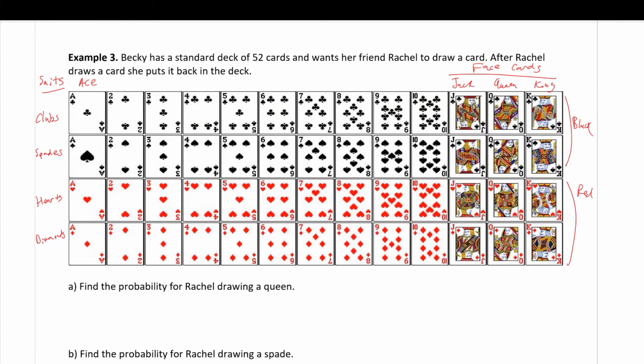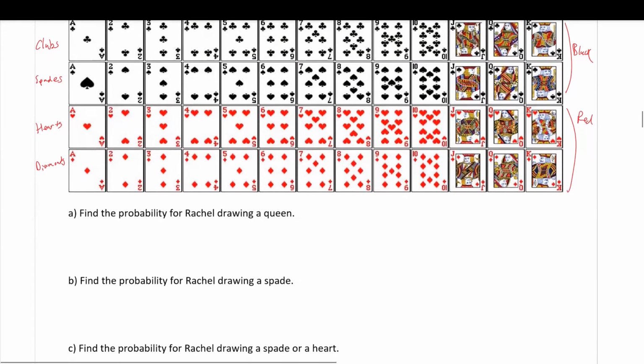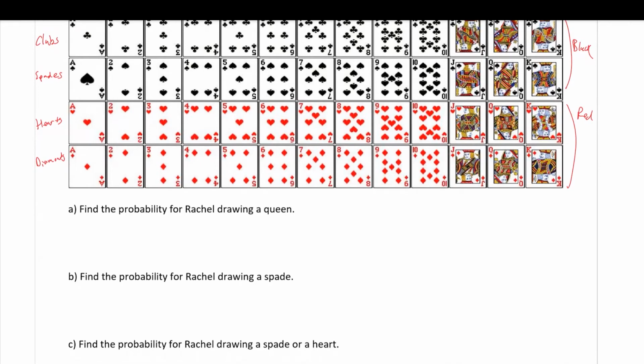Now, it does say at the very top that Becky has a standard deck of 52 cards and wants her friend Rachel to draw a card. After Rachel draws a card, she puts it back into the deck. So every single time she draws a card, that card gets put back into the deck. So every subsequent draw from the deck is from a deck of 52 cards every time. Later on, we're going to talk about those events being independent from each other, and we'll define that later.